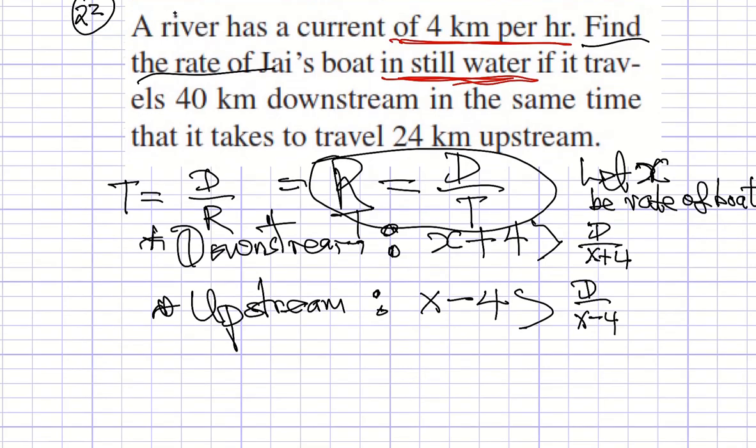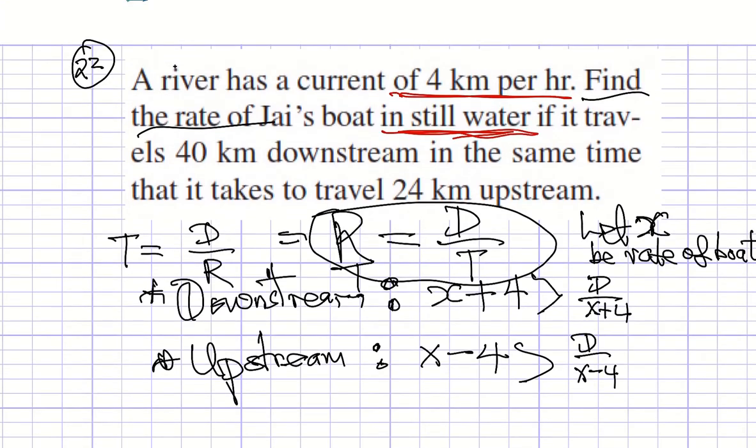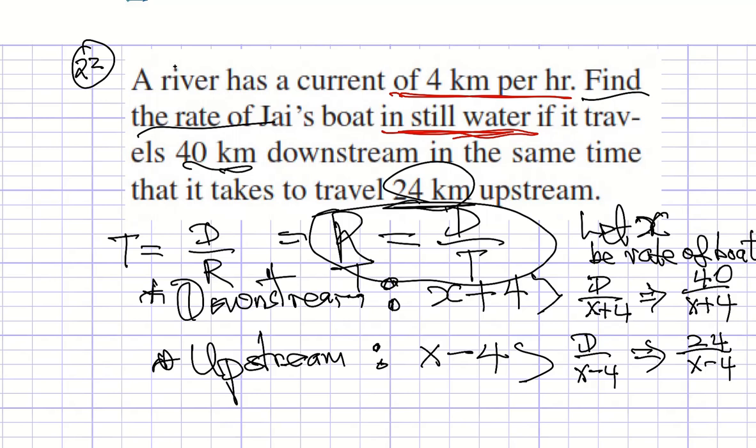And then notice they gave us the distance. The distance for downstream is that. Distance for upstream is that, okay? So basically, we're given this. That's what we're given. Distance for downstream is 40 over x plus 4, okay? And distance for upstream is 24 over x minus 4. That's all.